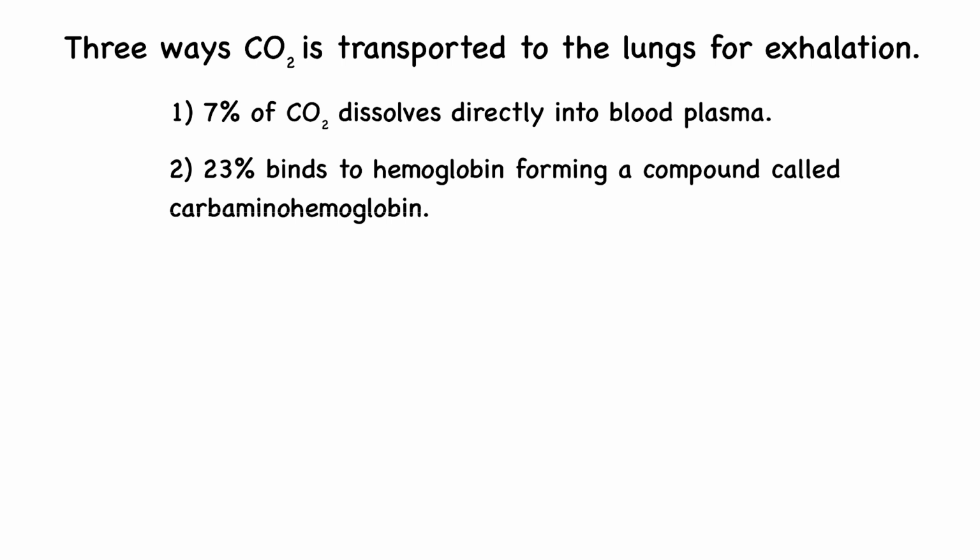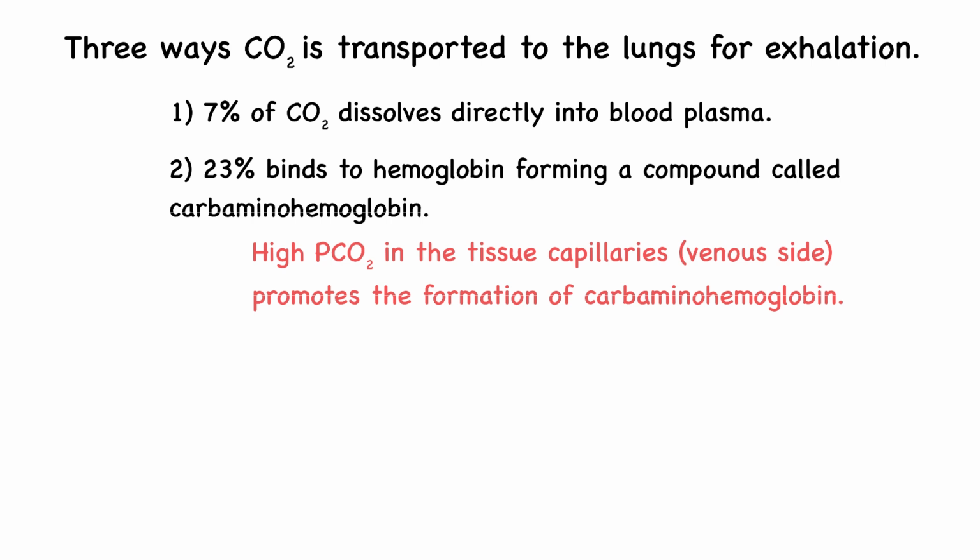The formation of carbaminohemoglobin is greatly influenced by the partial pressure of carbon dioxide. In the tissue capillaries, the partial pressure of carbon dioxide is relatively high because these cells are undergoing cellular respiration and releasing carbon dioxide, and so this promotes the formation of carbaminohemoglobin. In the pulmonary capillaries, though, the partial pressure of carbon dioxide is low, and because of that, carbon dioxide is going to readily leave that hemoglobin. It will split from the hemoglobin and then diffuse into the alveoli so that we can exhale that carbon dioxide out of our body.